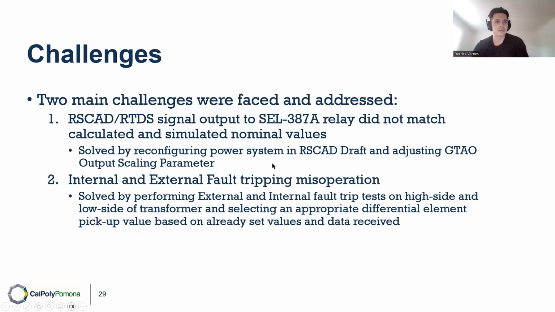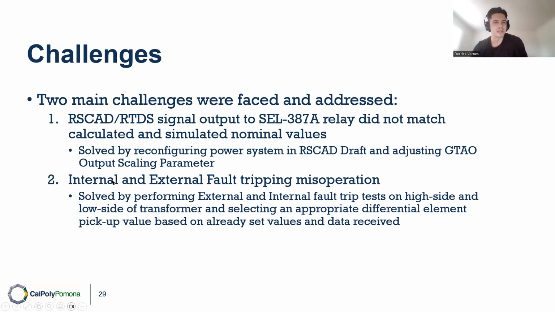So some of the challenges that we faced in this project in the RSCAD are more like the RTDS, the signal output to the SEL 387A relay for the currents did not match what was calculated and simulated in the runtime. And the nominal values that we were expecting were not being reflected on the relays themselves. To solve this, we reconfigured the power system in RSCAD in the draft file, and we adjusted the GTAO's output scaling parameters that you can find in the RSCAD draft file, the component module for the GTAO card.